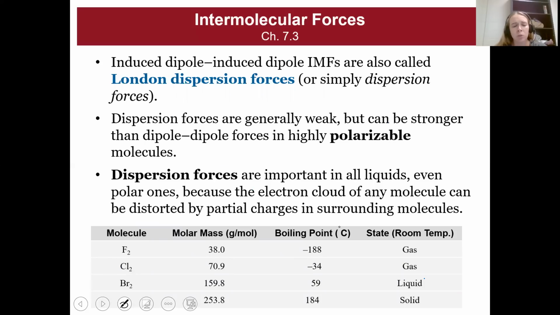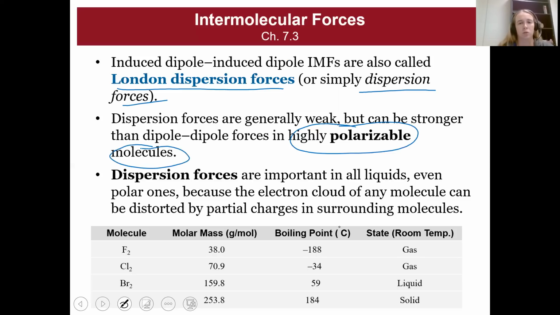These induced dipole intermolecular forces are also called London dispersion forces, or sometimes just dispersion forces. Dispersion forces are generally weak, but they can be stronger than dipole-dipole forces. One of the first ones we talked about, dipole-dipole forces, are usually pretty strong because we have polar molecules interacting. But these dispersion forces can be stronger than those forces if we have highly polarizable molecules. So let's talk about that.